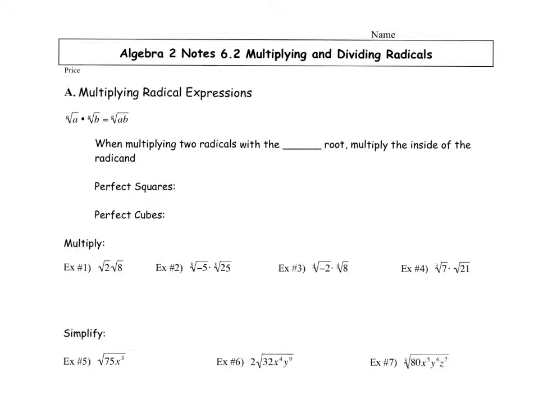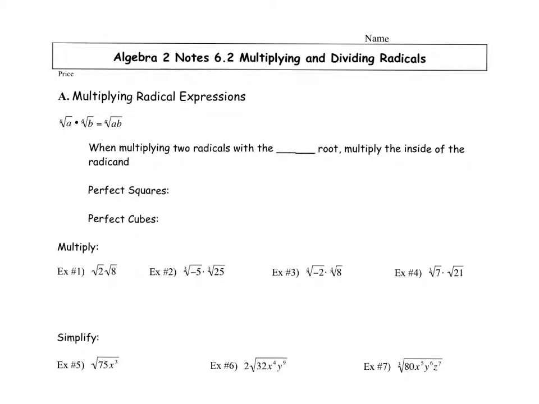We're going to do 6.2, multiplying radical expressions. When you multiply two radicals together, they have to have the same root. In other words, if I was going to multiply a cube root times a square root, I cannot do that. They have to both be cube roots, both be square roots, both be fourth roots in order to combine them into one multiplication, okay?